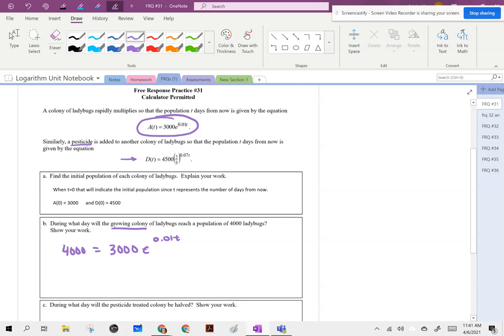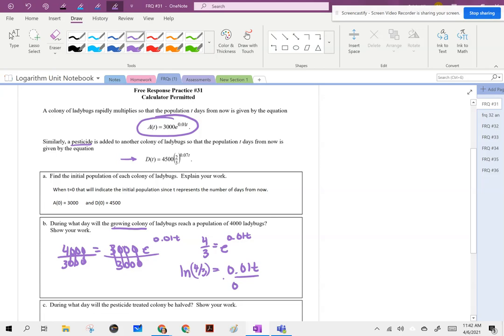And then I'm going to divide by 3,000. And so I end up getting 4/3 is equal to e to the 0.01T. From here, I am going to rewrite it with the natural log. So I have ln. I don't need to write the base, but I can. ln of 4/3 is equal to 0.01T.